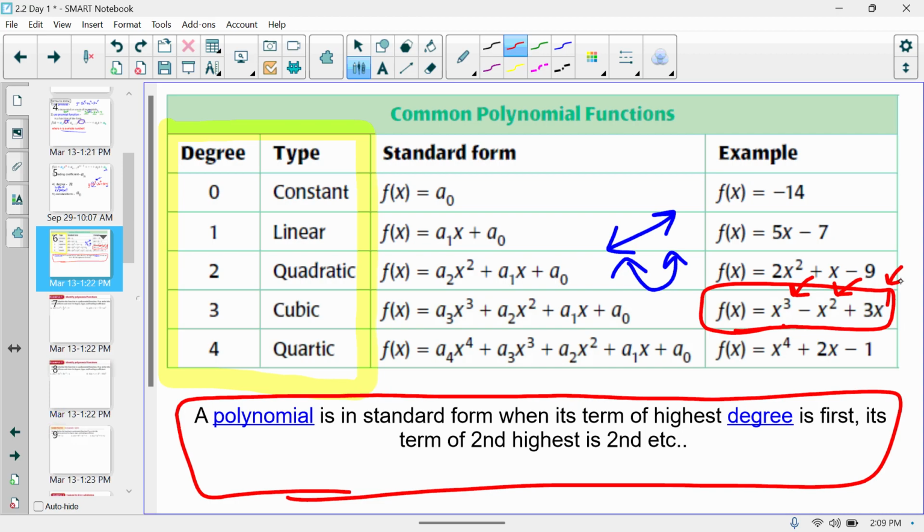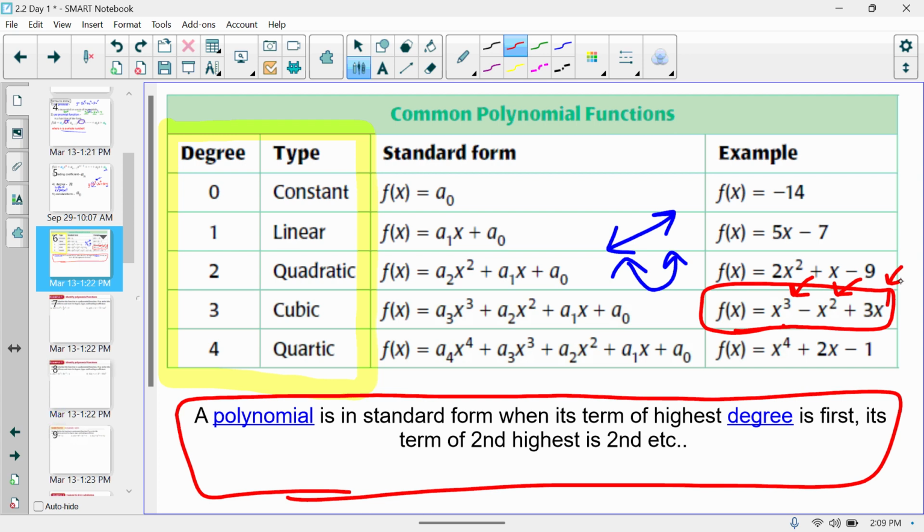It's important to know how to write something in standard form because those definitions that we had on the last slide, like leading coefficient, for example, you don't want to try to figure out what the leading coefficient is until you have the polynomial written in standard form, okay? So standard form is super important.